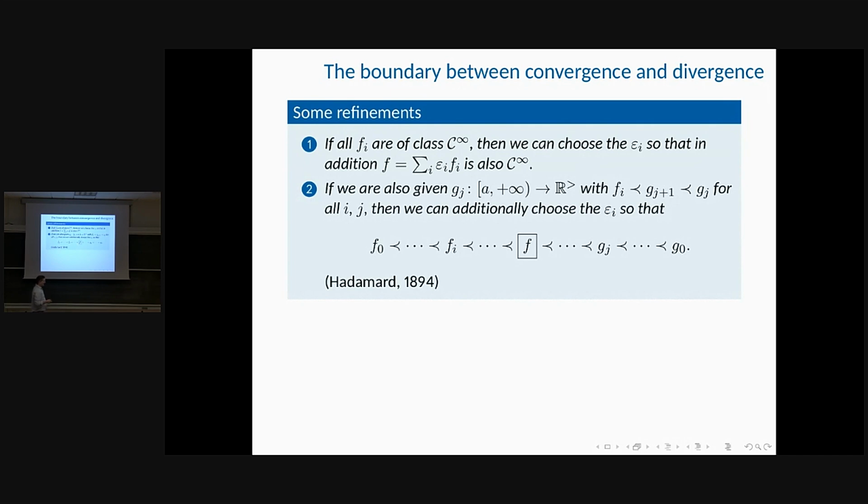You can also wonder, in my example here I had one sequence of functions that were growing faster and faster, and I was finding a function that was growing even faster. But what if I also had a condition on the top? If I have some g's which give me a condition on the growth, so I want a function that grows faster than all the f's, but not too fast, then indeed you can also find such an f. So this was shown by Hadamard.